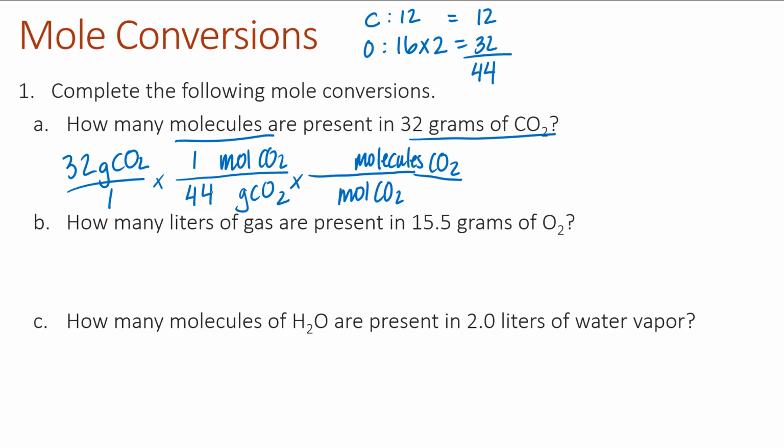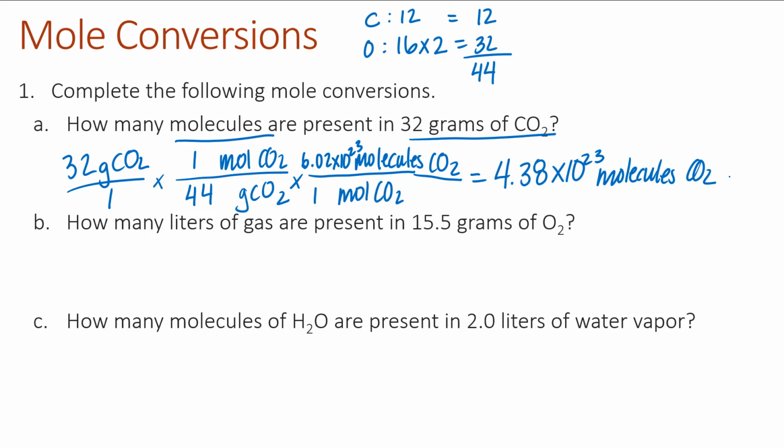My next conversion factor is for molecules and moles. So the number of molecules in a mole is a constant. So 1 mole is always 6.02 times 10 to the 23rd things, whether those are molecules or atoms or particles. That's how many things are in 1 mole. So solving for my answer here, I'm going to get 4.38 times 10 to the 23rd molecules of CO2.